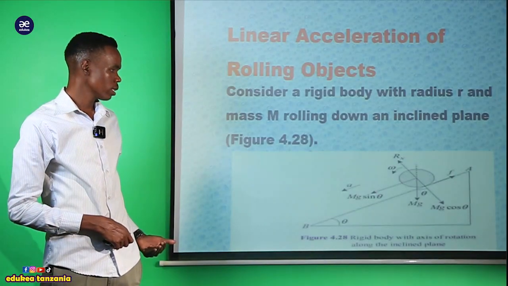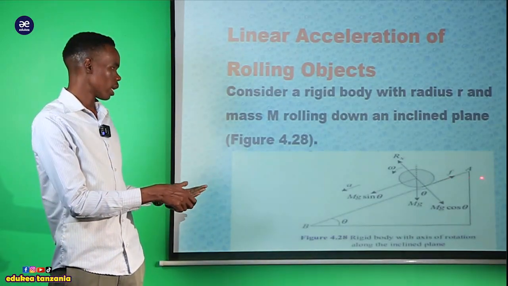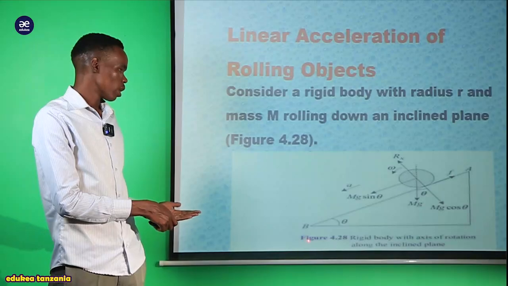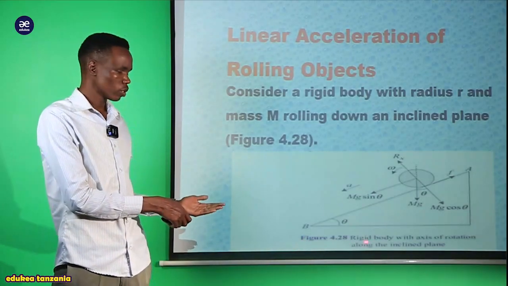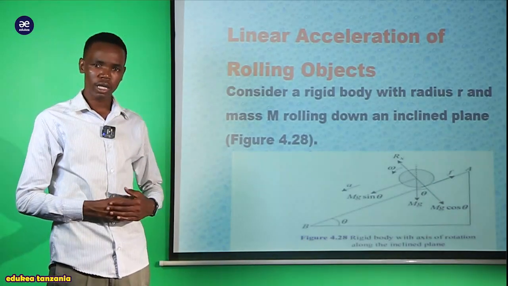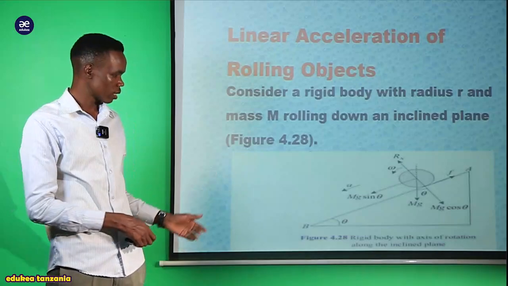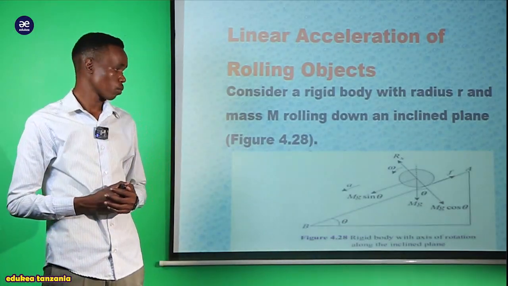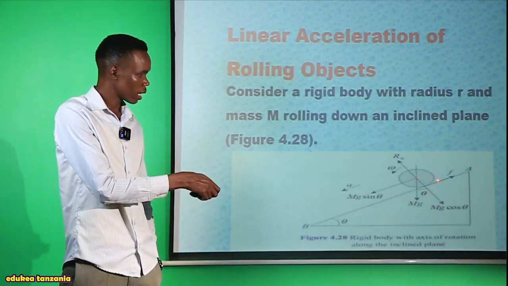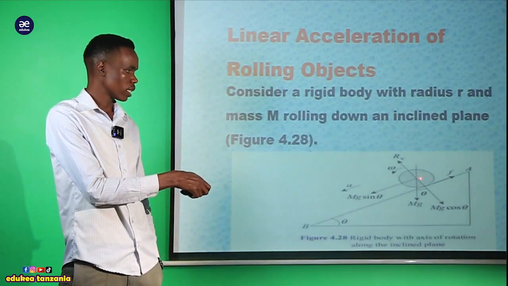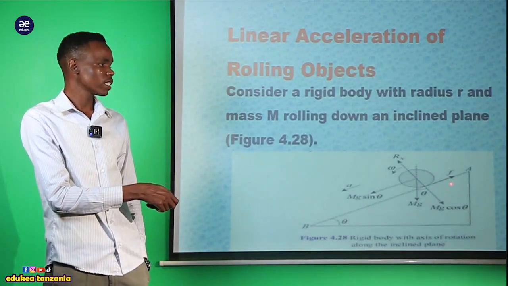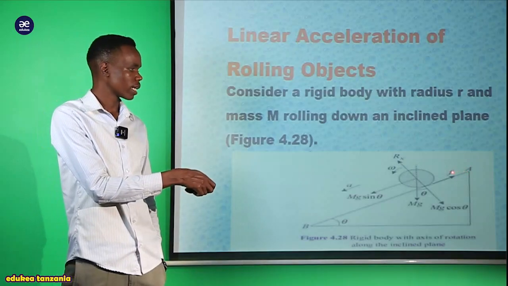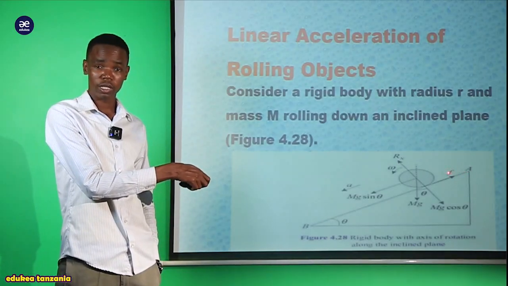Along the inclined plane, along the line AB and the horizontal, as we try to see here, we have the angle theta. This is the angle theta that is formed on the inclined plane. Now, this is the rigid body that we are talking about. This is the rigid body. At the first time, it was located at the top, at the point A.